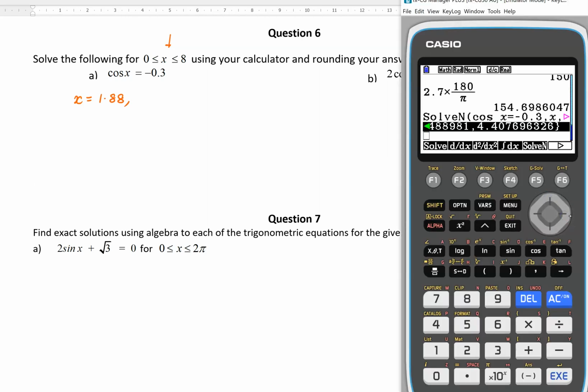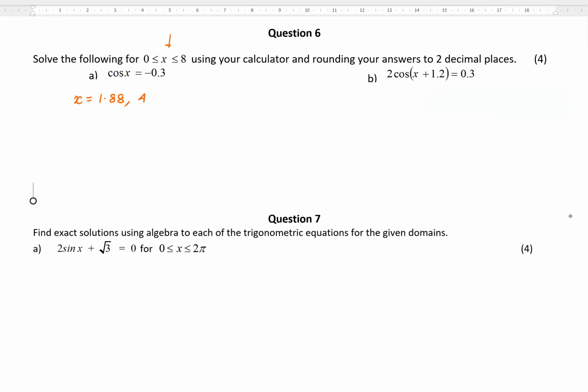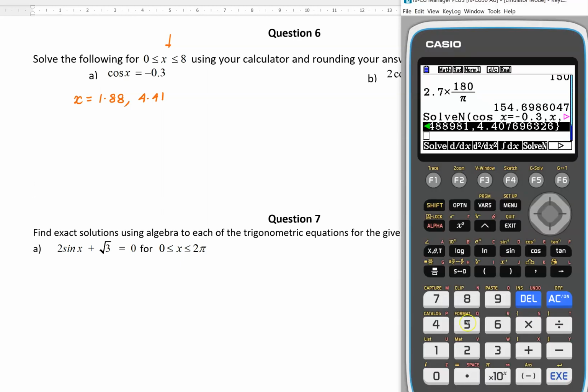And 4.41. Okay, the other way that you could do it, if you so desire, is you can go into your graphing mode.